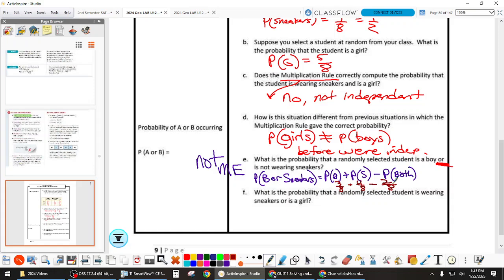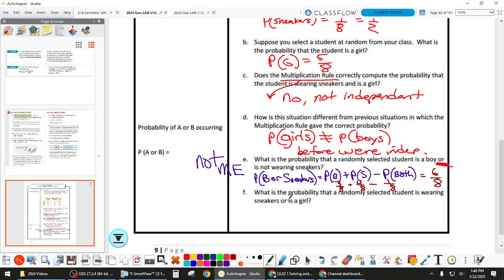So there's 2 boys out of all of us. There's 2 boys that are wearing sneakers. So 3 plus 4 minus 2. That is 5 out of 8. Shoot, I'm doing not sneakers. My fault. You guys have to tell me when I'm being stupid. So, yeah. It should be minus 1 out of 8. That's just me. I'm a boy but not wearing sneakers.